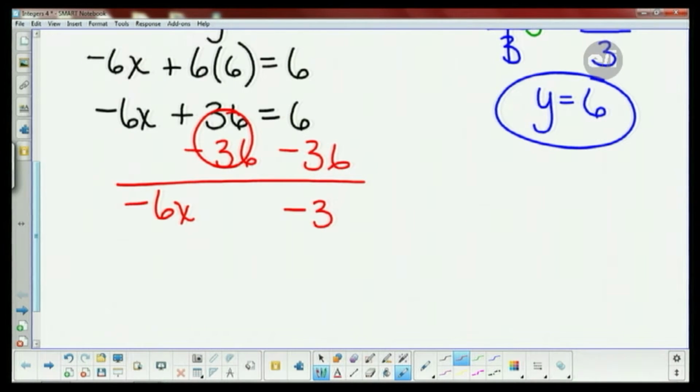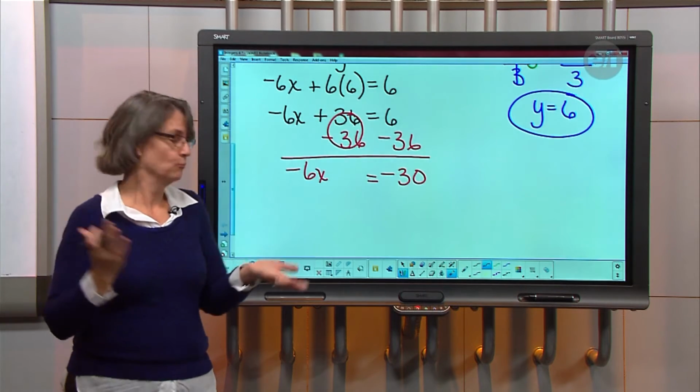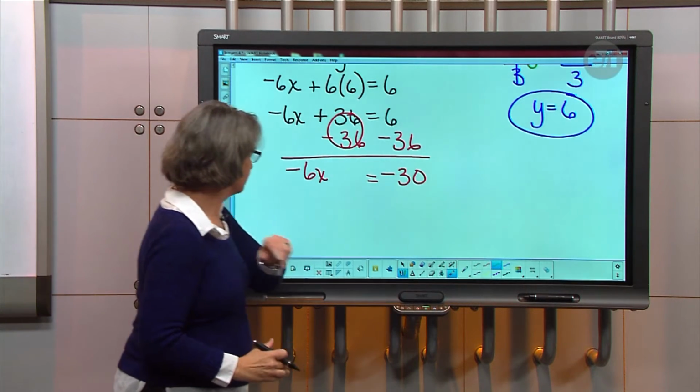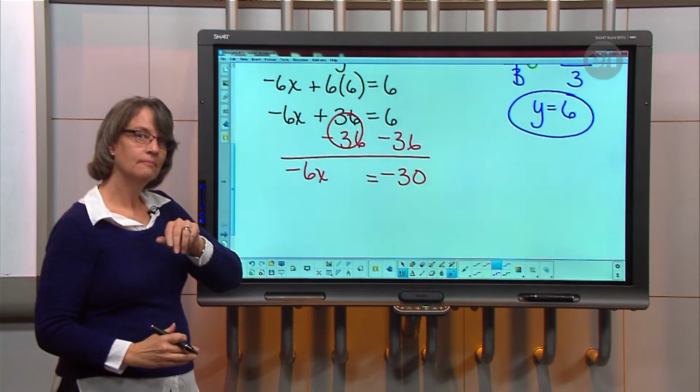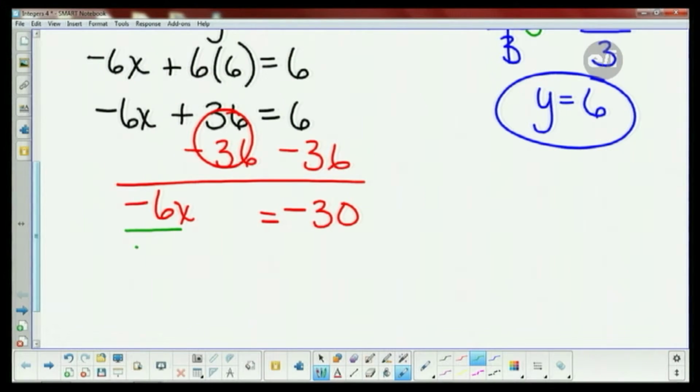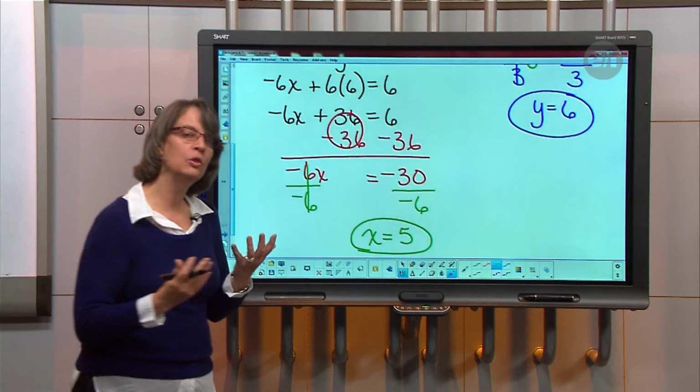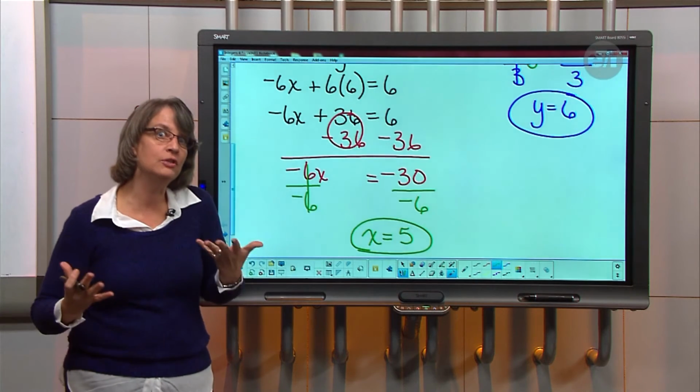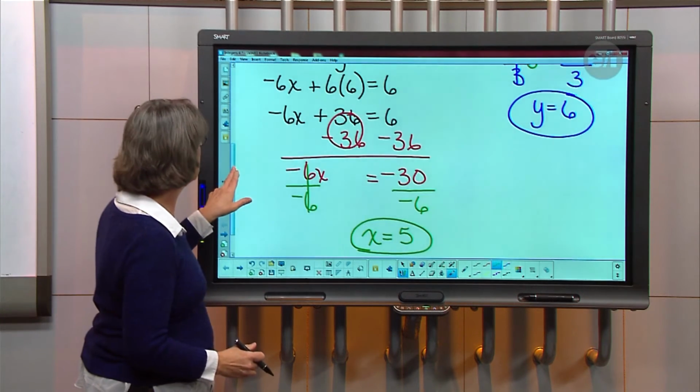Negative 30. Excellent. Okay, now what do I do? I'm lost. What do I do? Now you would have to divide both sides by negative 6 to get x by itself. Okay, so negative 6 divided by negative 6 is 1. What's negative 30 divided by negative 6? Positive 5. Positive 5. Good job. What's the one last step you have to do? Check your work. Check your work.